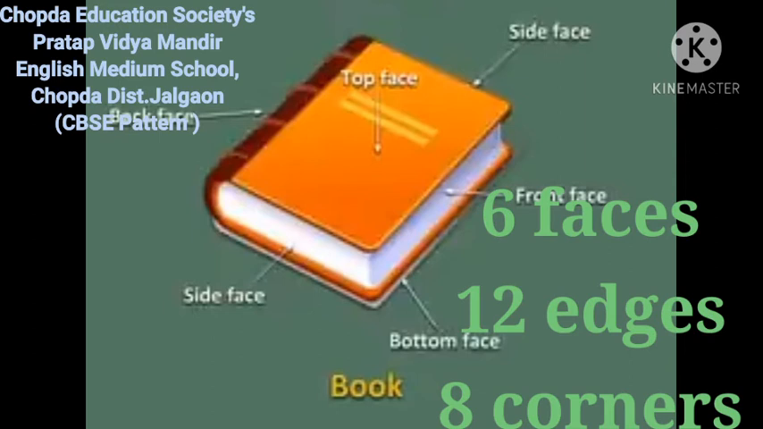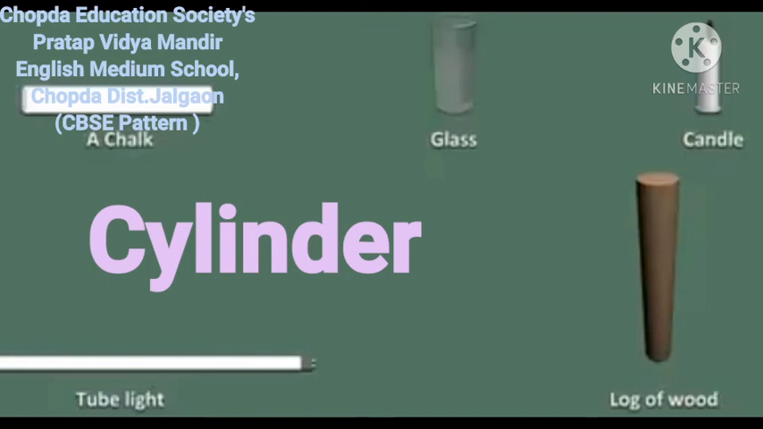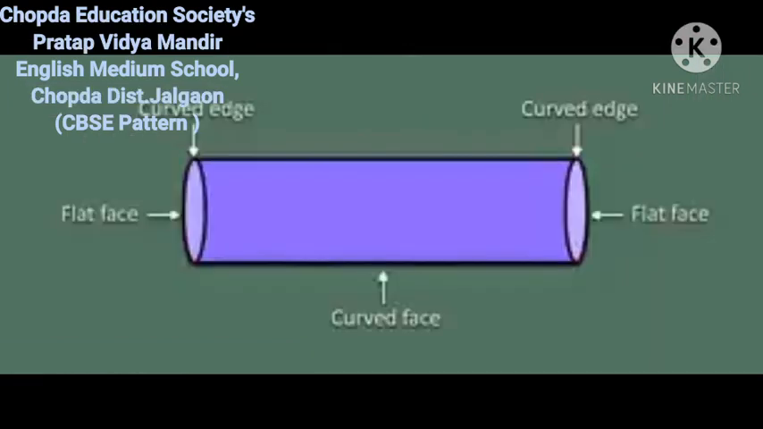Now all of you look at this picture. There are some daily-use examples of the solid shape cylinder. These are the examples which we are using in daily life. Now you look at this picture.